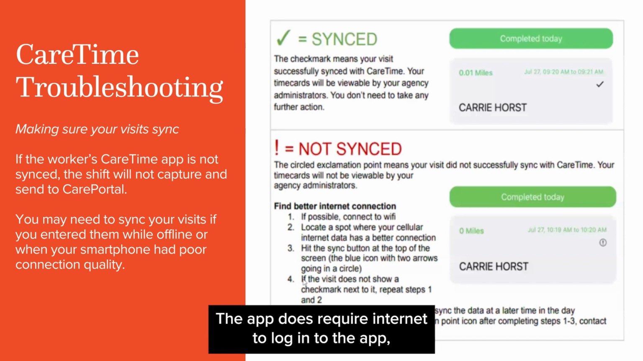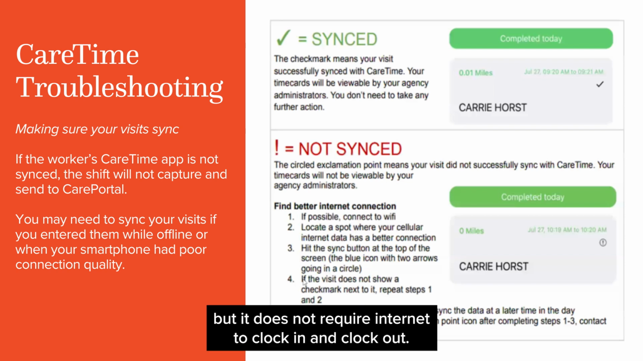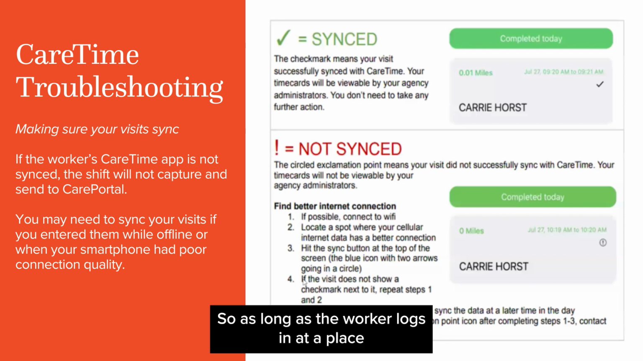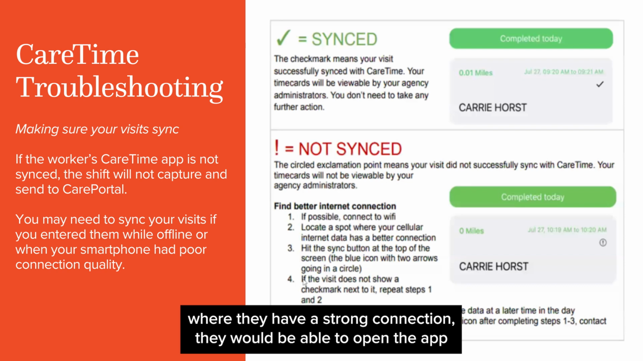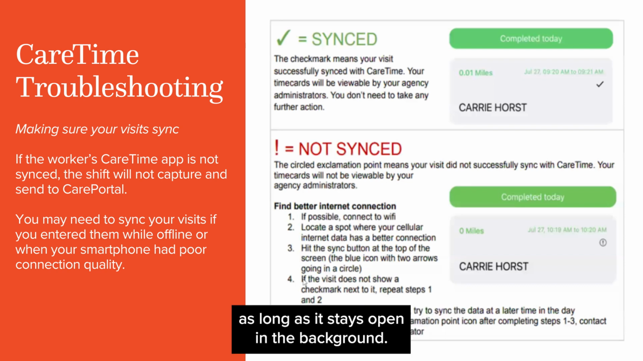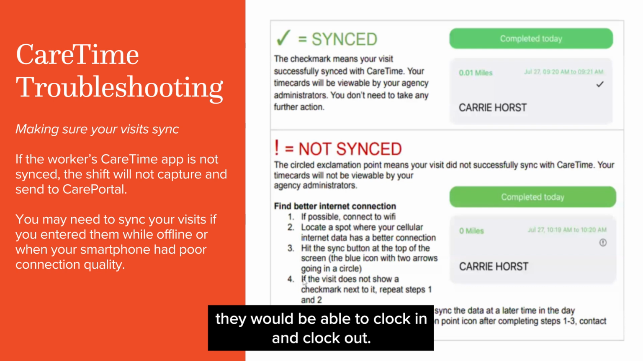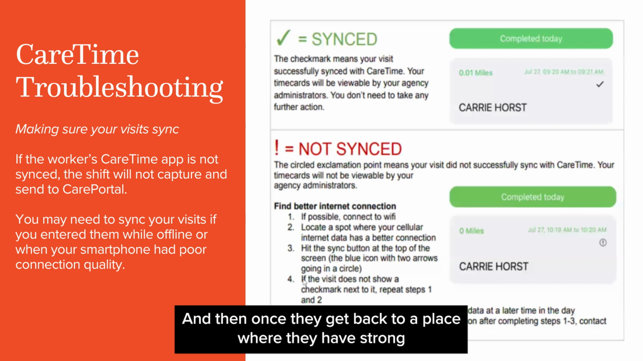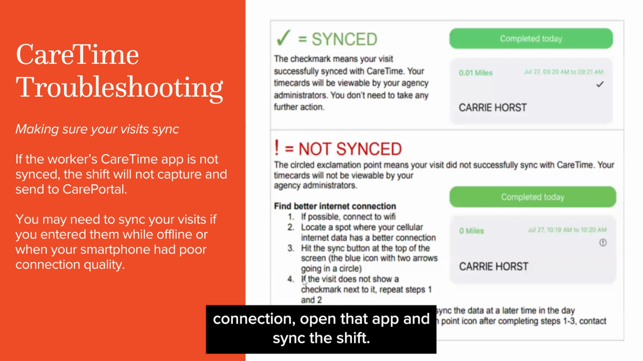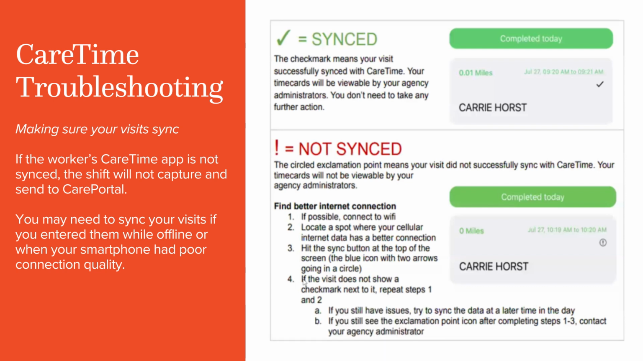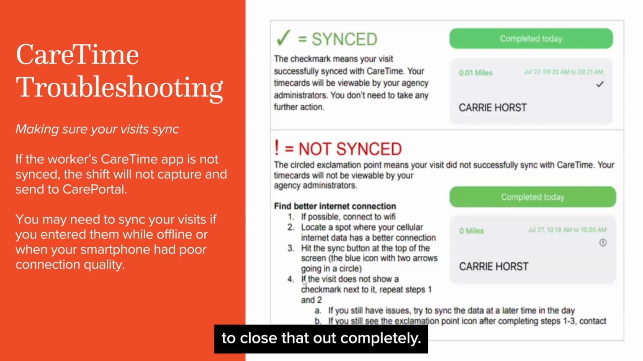The app does require internet to log into the app, but it does not require internet to clock in and clock out. So as long as the worker logs in at a place where they have a strong connection, they would be able to open the app as long as it stays open in the background, open that app once they get to the residence. Even without internet or Wi-Fi, they would be able to clock in and clock out. And then once they get back to a place where they have strong connection, open that app and sync the shift. You just want to be sure not to close that out completely.